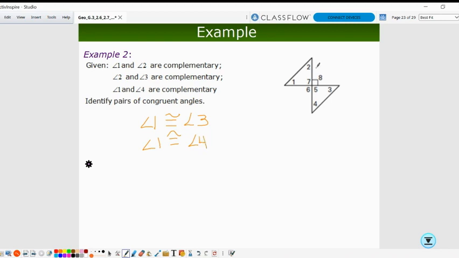If we take a look at the middle of our diagram, angle 8 is a right angle, and therefore 6 is a right angle. And we know that right angles, these will make a linear pair. So the rest of this would also be a right angle. 7 would be a right angle.